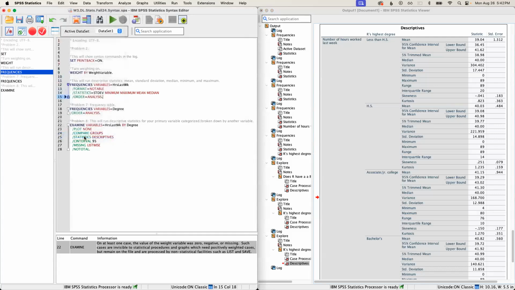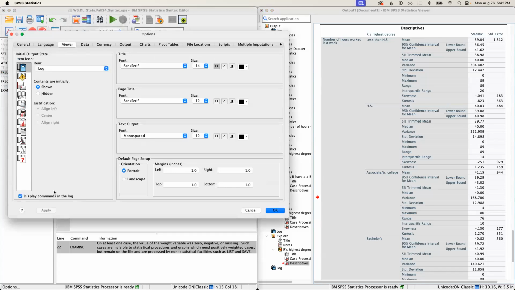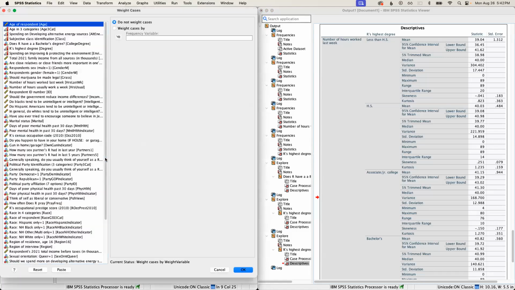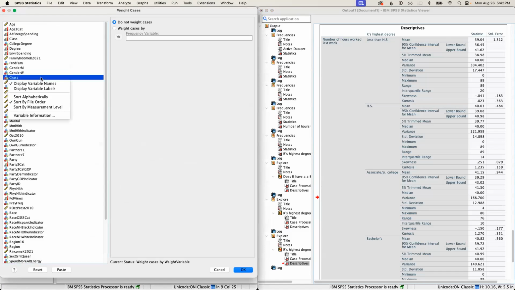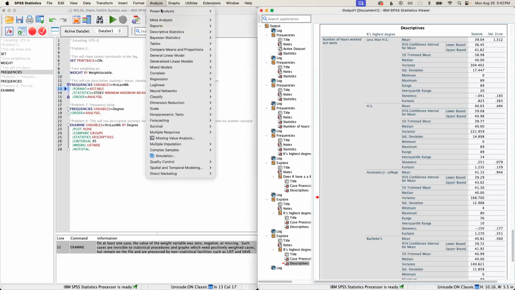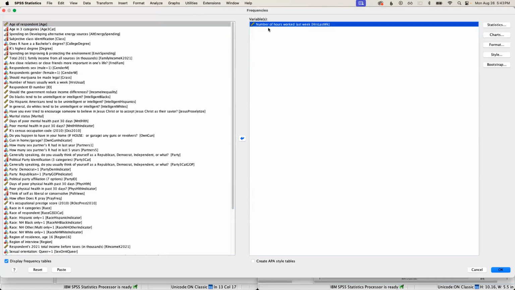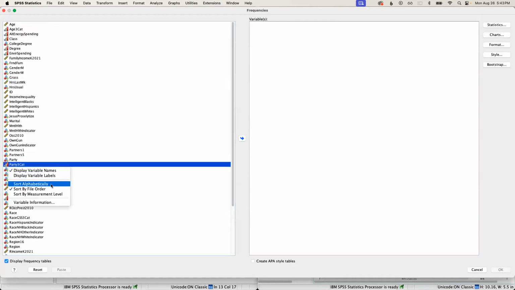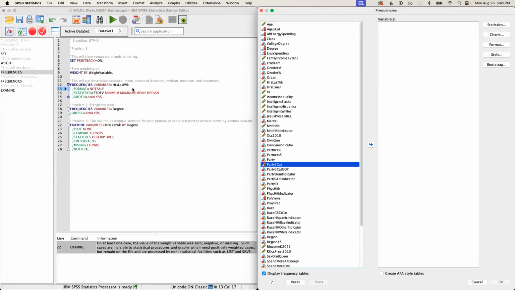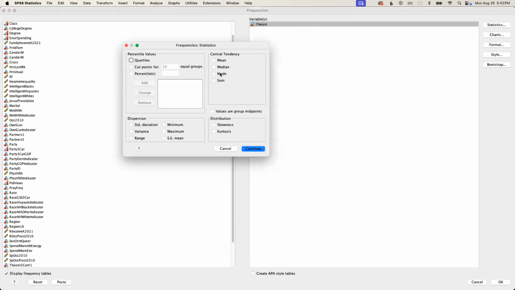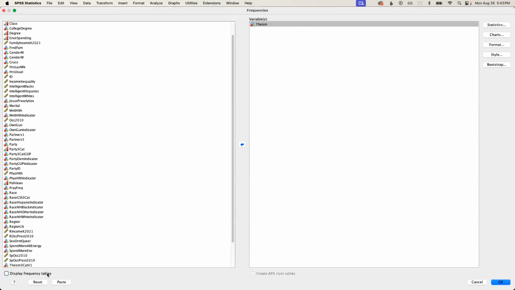So to do this through the menus, I go edit, options, viewer, and make sure this is clicked and click OK. For weighting, I'd go data, weight cases. I'd find my weight variable, put it in here and click OK. For frequencies, I go analyze, descriptives, frequencies. And I'm going to find my theism one. Put it in here. For statistics, I want mean, median, standard deviation, minimum, and maximum. And I don't need a frequency table.